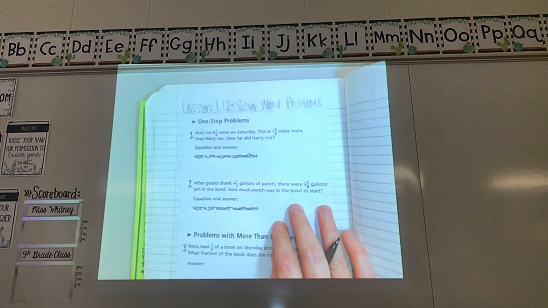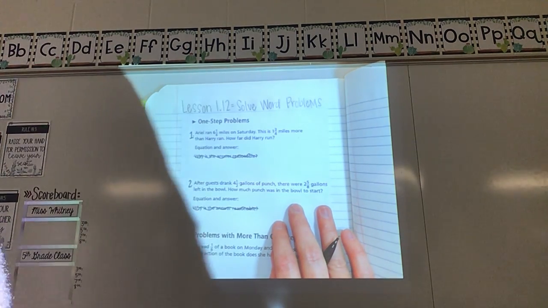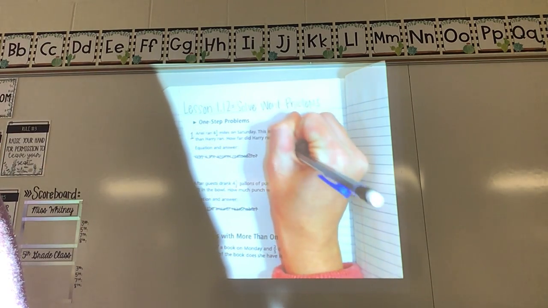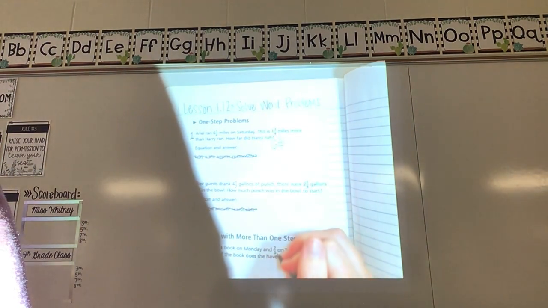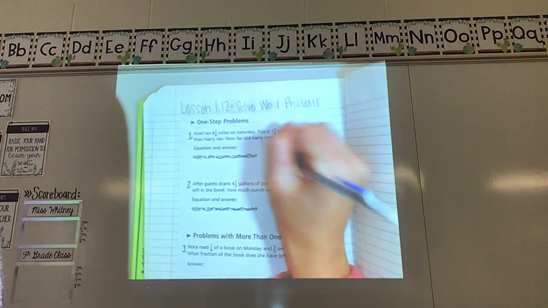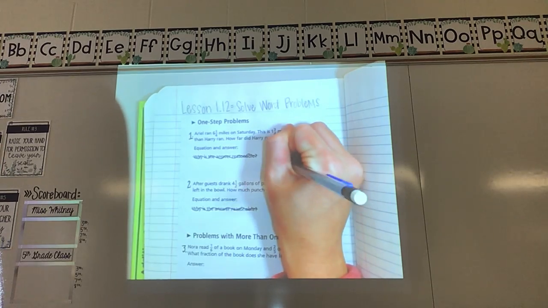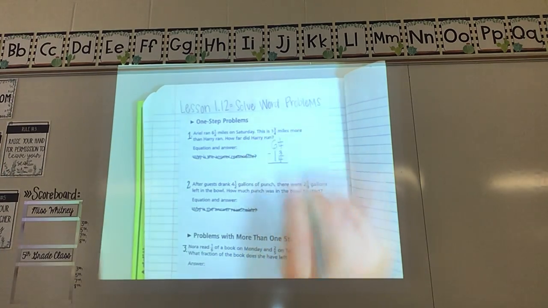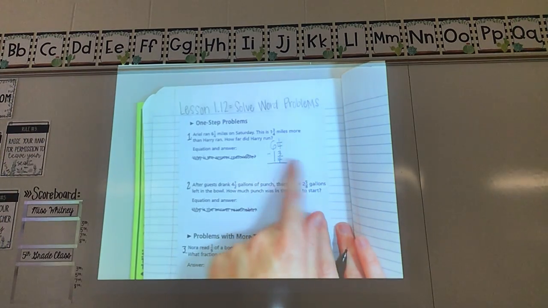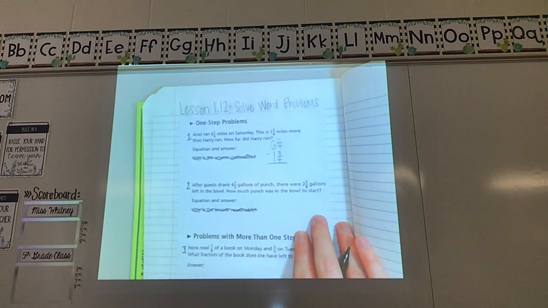Hopefully you're thinking subtraction because Ariel ran more than Harry. So if we're trying to figure out Harry, we have to subtract to get a smaller number. So I'm going to stack these up. 6 1/4 minus 1 3/4. All right, we're ready to subtract our fractions first. 1/4 minus 3/4. Oh, we can't do that.